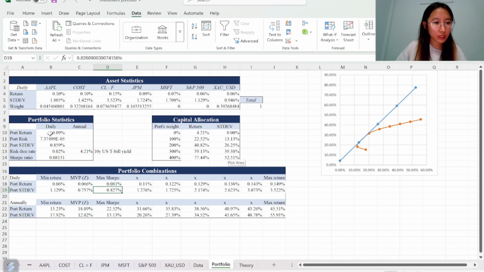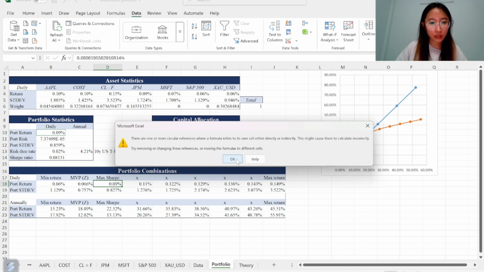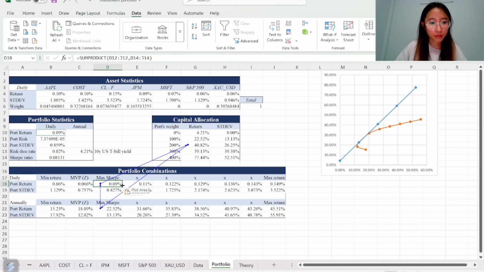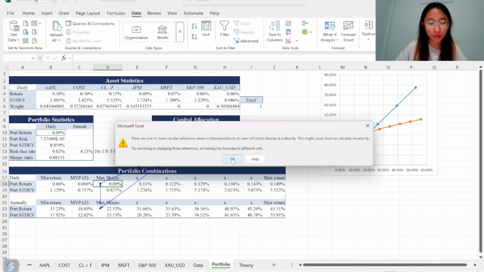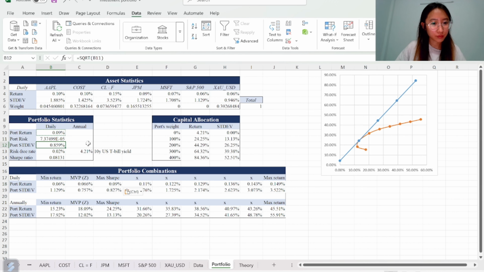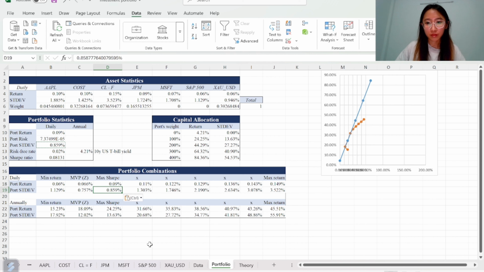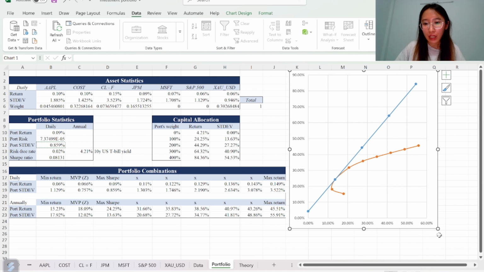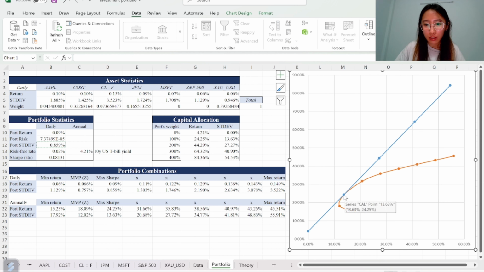Okay, so actually our max Sharpe ratio has some problem, and here is our correction. Okay, so now you can see it is actually tangent at one point, and this point has the returns and standard deviation of the max Sharpe ratio portfolio.